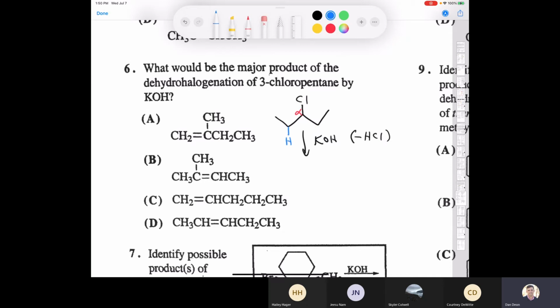All right. So what's the major product going to be? The major product is going to be this, where I have this, which would be 2-pentene. Now here I've drawn it as trans 2-pentene, but you can see there's no trans or cis for any of these compounds here. And so which one of these is the correct compound? The correct compound is D. This is 2-pentene.